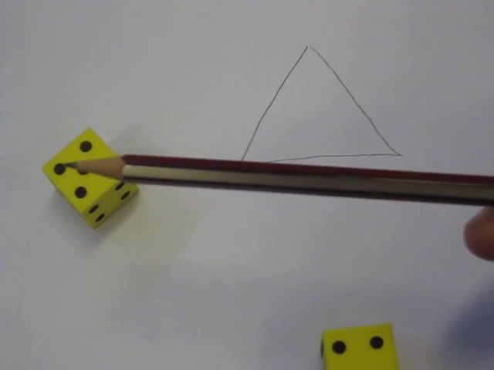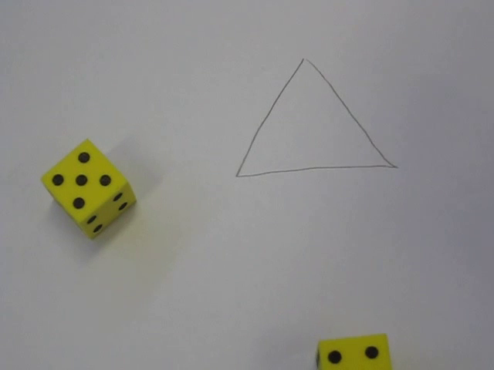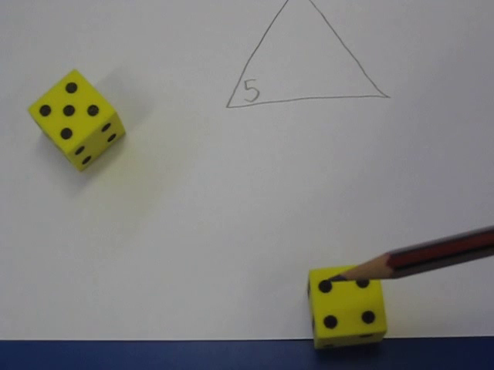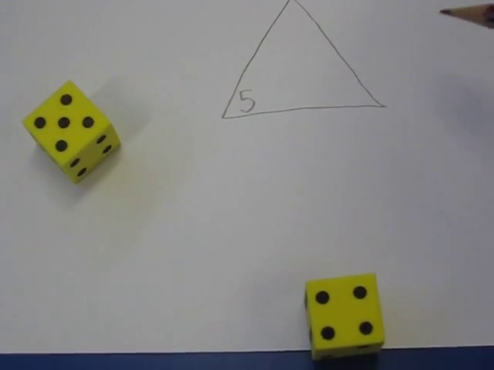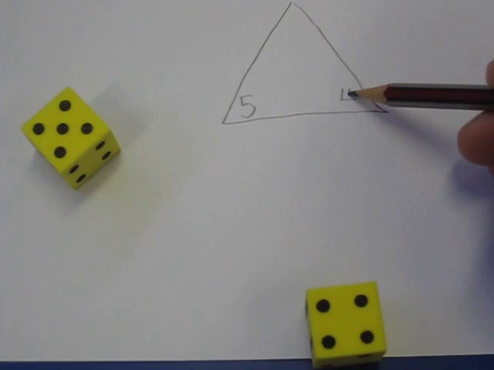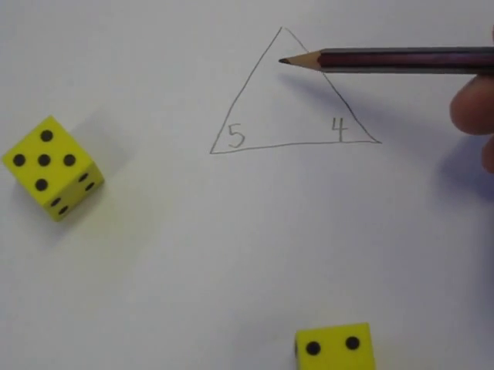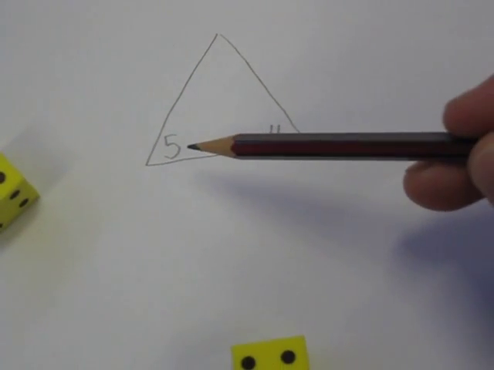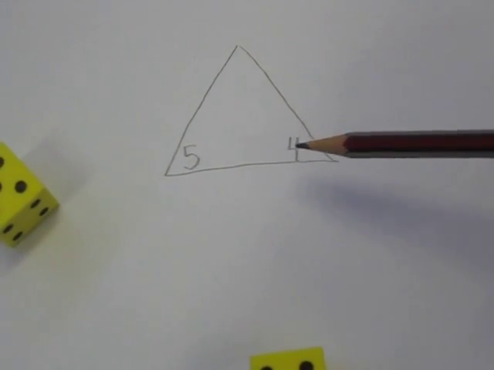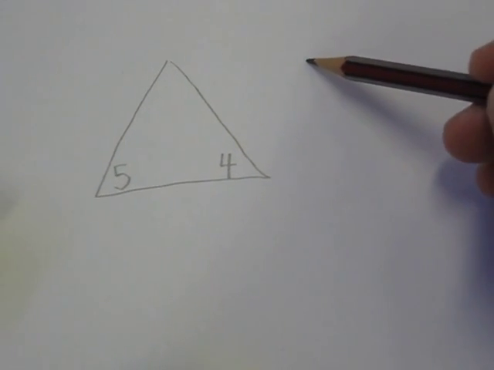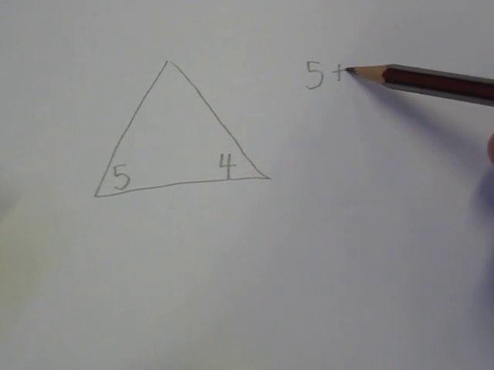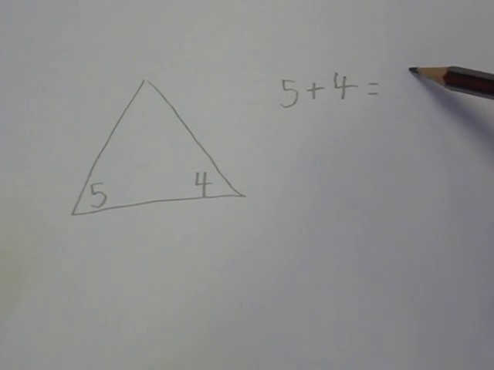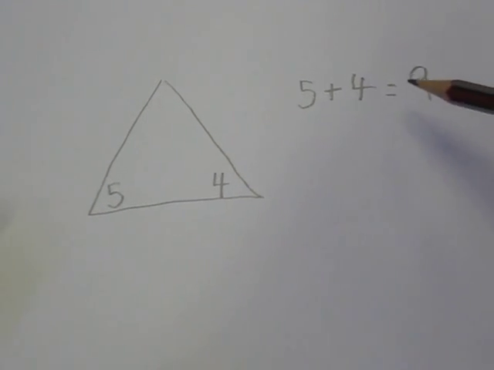This one over here we have 1, 2, 3, 4, 5. And in this one over here we have 1, 2, 3, 4. Now we need to figure out what number can go up here. Let's start with adding. 5 plus 4 equals what? Any guesses? 9. You can use objects to help you out if you need to.